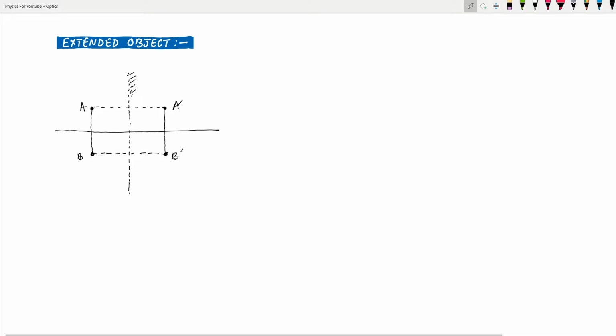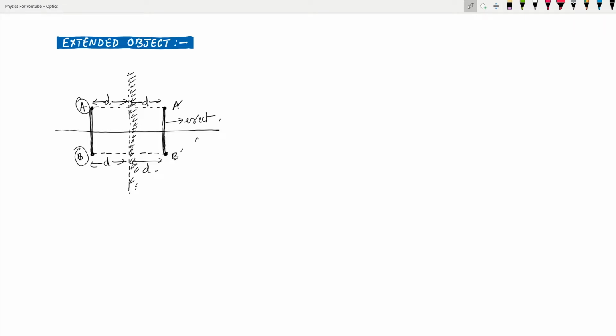This is the back side of the mirror. So the object is now extended, it's not a point. So it has A on this side and B on this other side. So we know that if A is at a distance D, then its image will also be at a distance D. Suppose B is also at distance D, then its image will also be at a distance D. So the image formed will be in this fashion. This is known as an erect image, as well as virtual, and at the same distance from the mirror.